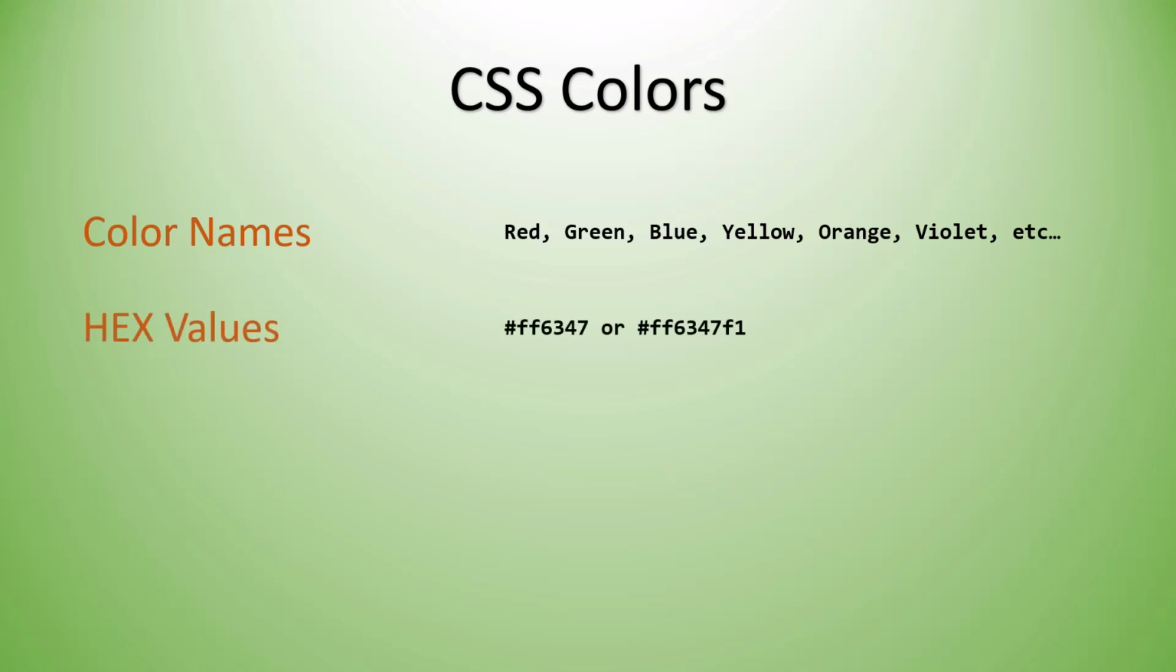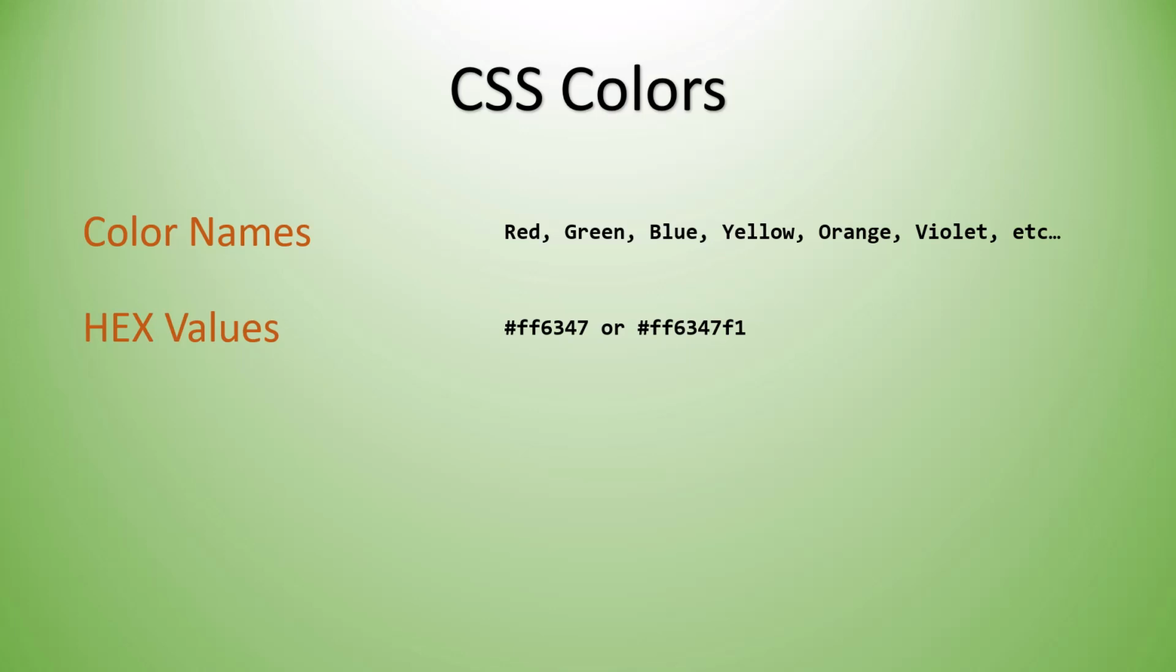And a hex value is simply the hashtag or pound sign followed by 6 or 8 characters. Now, with 6 characters, the first two would be the strength of R, red. Then the second 2 characters would be the strength of G for green. And the third 2 characters would be the strength of B for blue. So that's why we call it RGB, red, green, blue.